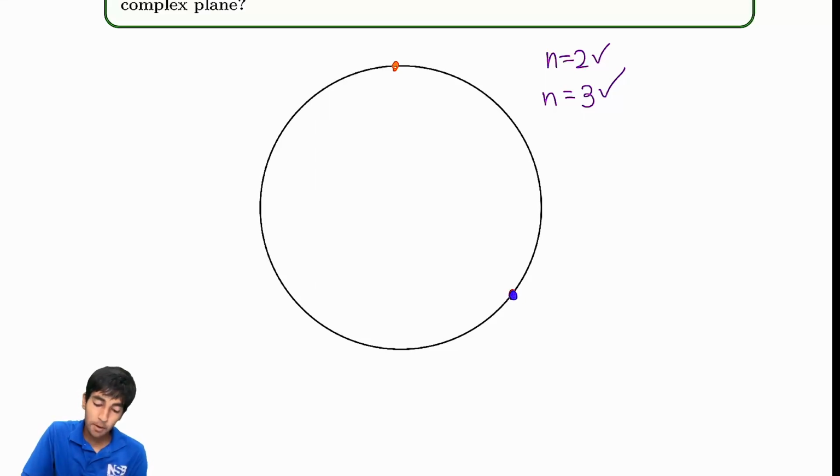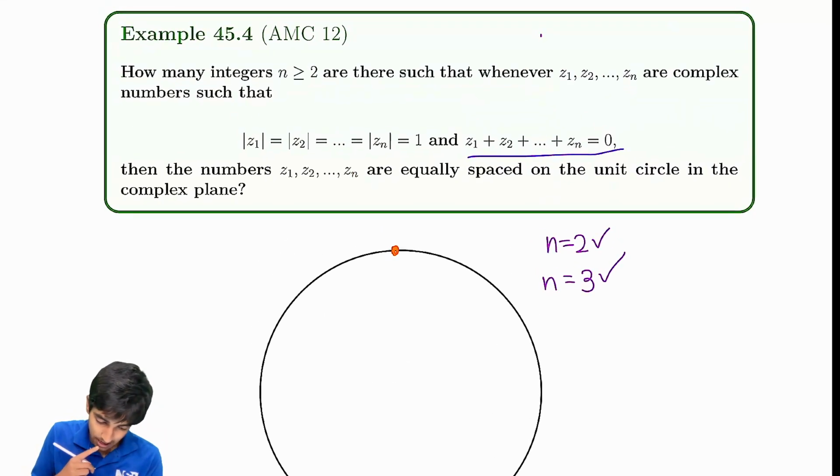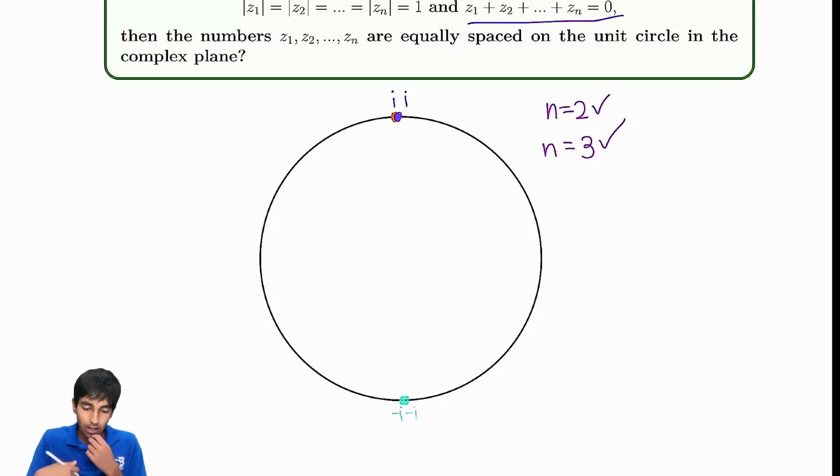Actually, here's a really cool construction I just found. What if we put one point here, and then we put our second point at the exact same point? Now these numbers are both i, complex numbers. Now similarly, we can put one here and put another one at the exact same point. They're both negative i. These are both i. They have a sum of 0, but are they equally spaced? No. This distance and 0 are not the same. That's just kind of a construction that works.